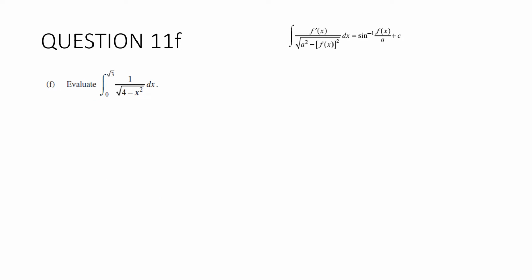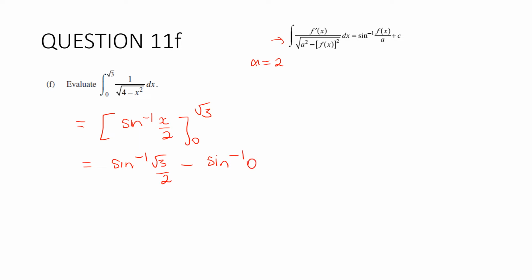Question 11f. Evaluate the integral between 0 and root 3 of 1 over the square root of 4 minus x squared dx. So it is inverse sine. We do need our formula. a is going to equal 2. So it equals inverse sine of x over 2 between 0 and root 3, which is inverse sine of root 3 on 2, take away inverse sine of 0. Inverse sine of root 3 on 2, that's 60 degrees, which is pi on 3. And inverse sine of 0 is 0.